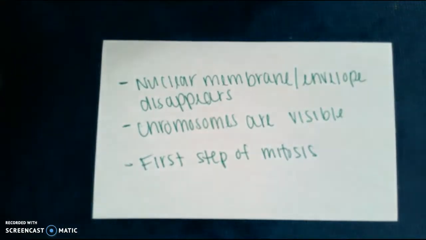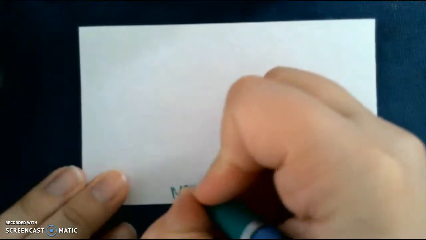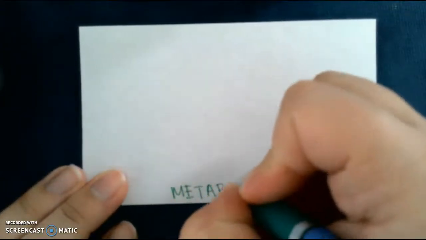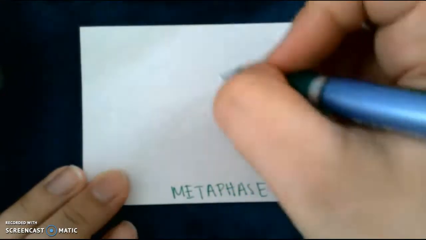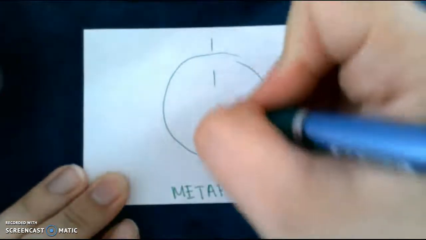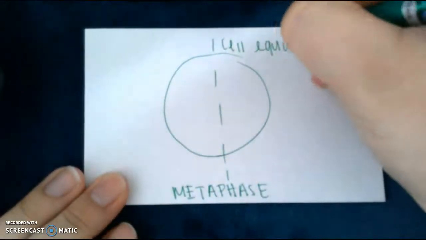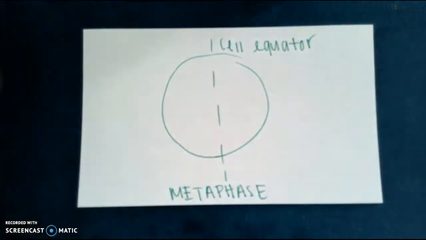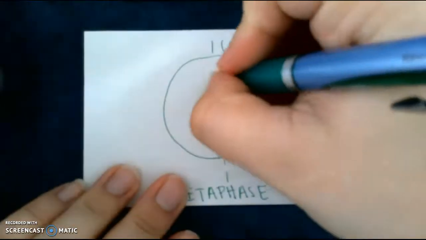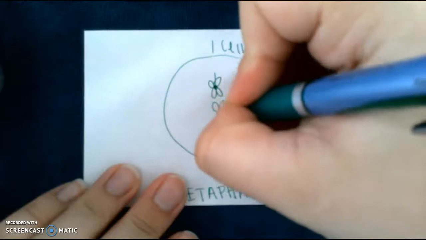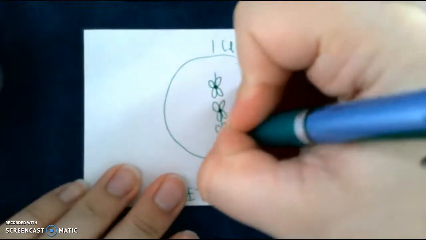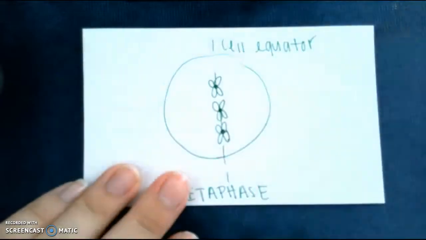Next is metaphase. Okay. So with metaphase, again, we're going to draw a cell. And this time, let's put a dotted line down the middle and label that cell equator. Now, when metaphase is happening, there's not an actual line that forms in the middle of the cell to say, here, this is the equator. It just is where all of the chromosomes line up during metaphase. It's always around the center.